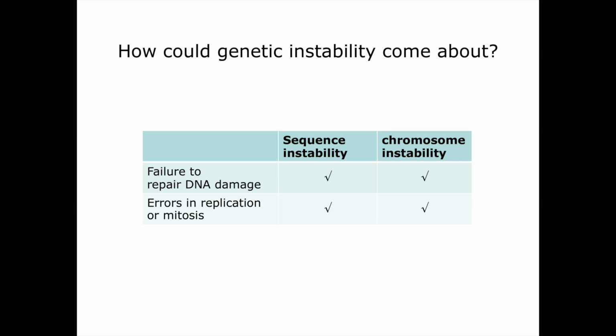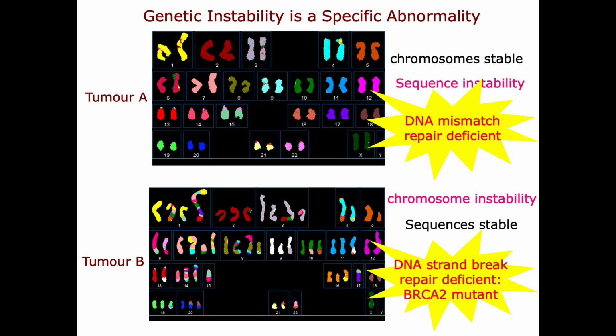We've already seen examples of failure of DNA repair in the 2 colon tumours I showed. The first one, which has a high level of sequence instability, has a defect in DNA mismatch repair. This not only results in a high rate of single base pair changes, but it also leads to the instability of repeat sequences called microsatellites. And this kind of defect was originally discovered and named microsatellite instability, but now it's more correct to call it a defect in mismatch repair.